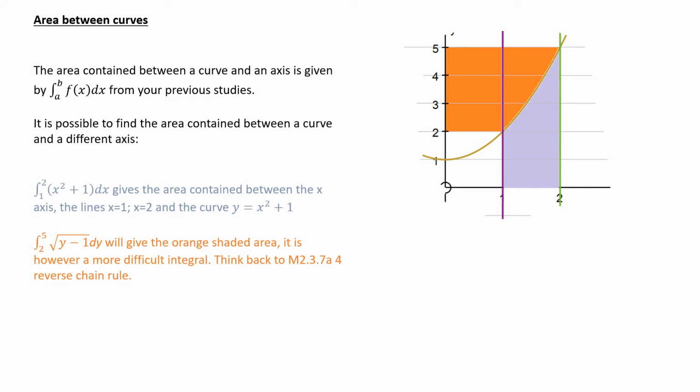If you think back to your reverse chain rule on 7a4, it's possible to do. And of course the other way of doing it would be to treat the orange area and the lilac area, if you like, as two rectangles and subtract, in order to find the orange bit, you could subtract the area, which is reasonably easy to find, the integral between 2 and 1 of x squared plus 1 with respect to x, from the entire area of those two rectangles, but that's neither here nor there.